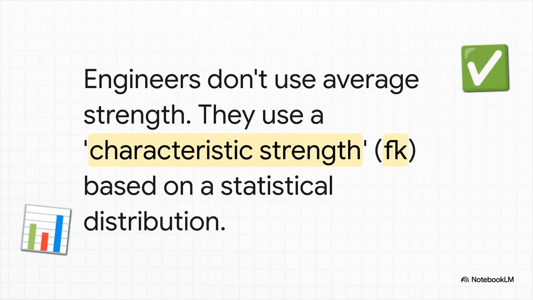And the solution is pretty clever. It's statistical. See, instead of designing for the average strength of a material, which, if you think about it, means 50% of your material is actually weaker than what you designed for, engineers use something called a characteristic strength. It's a deliberately pessimistic value. They choose a strength that's lower than the average just to be safe.